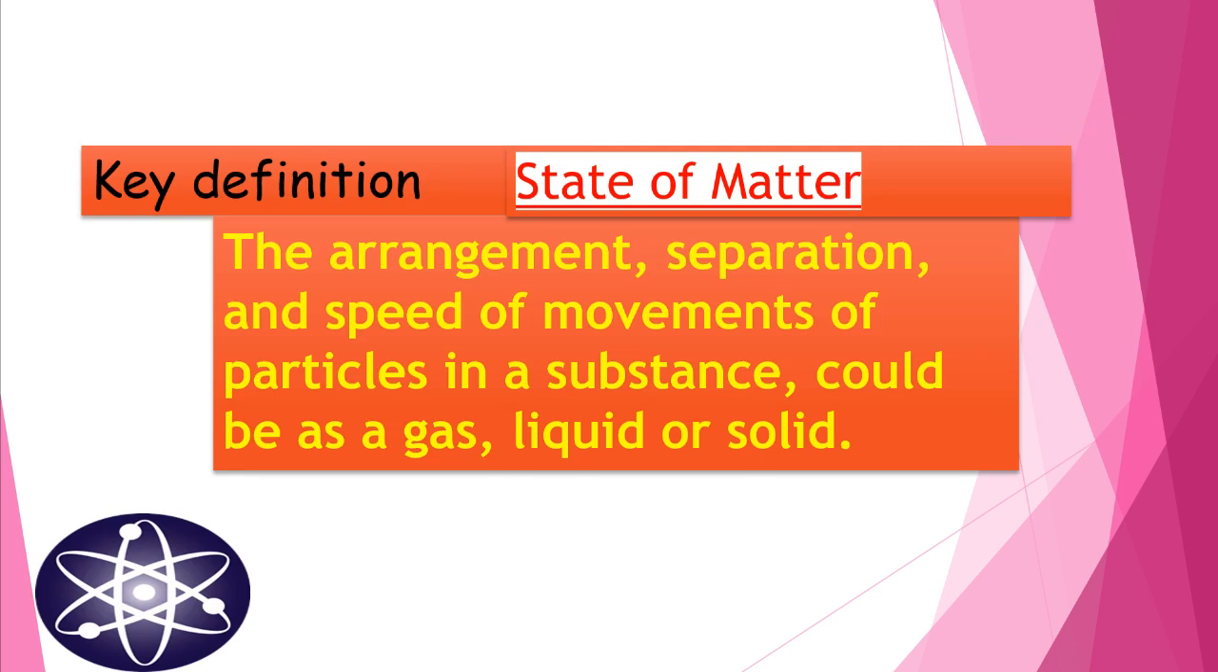Let's look at the key definition now. So who decides the state of matter? It's the arrangement of the particles. The second factor is the separation of the particles from each other, how far away they are. And the third, very important part is the speed of movement of the particles. Are particles moving? If they are, how quickly are they moving in a substance? So these three factors decide if a substance is going to be a solid, liquid or gas.